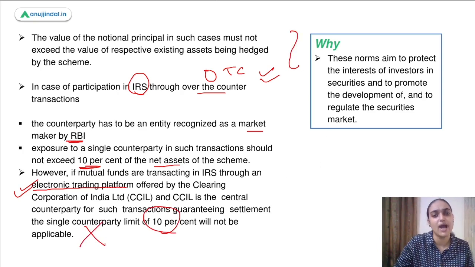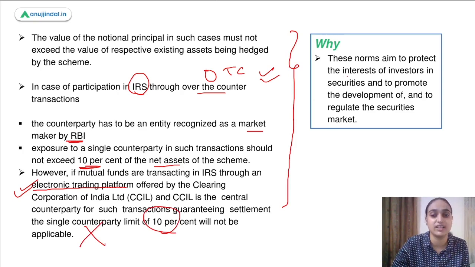Okay, so why SEBI has come up with these norms? It wants to increase the interest, promote the interest of investors dealing in these securities. It wants to promote the development of these investors. It wants to regulate the security market. So these are some of the measures which have been taken.